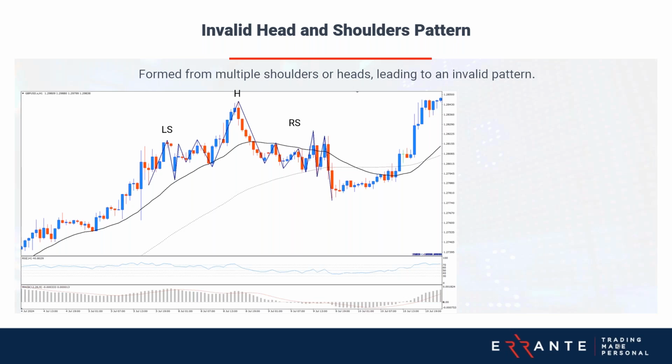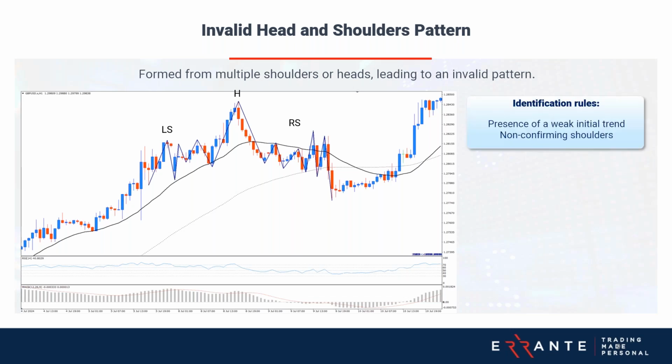First, let's define the invalid head and shoulders pattern. It often arises when the market forms what appears to be multiple shoulders or heads, but the overall structure fails to align with the rules of a valid head and shoulders pattern. This slide shows an example where the pattern might look correct at first glance, but does not meet the necessary criteria to be considered reliable.